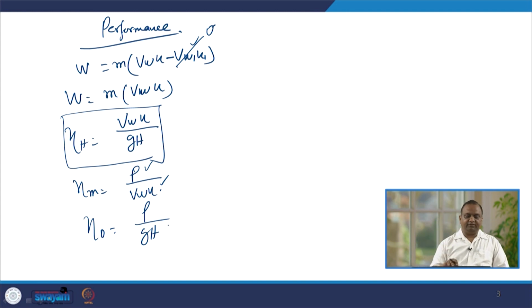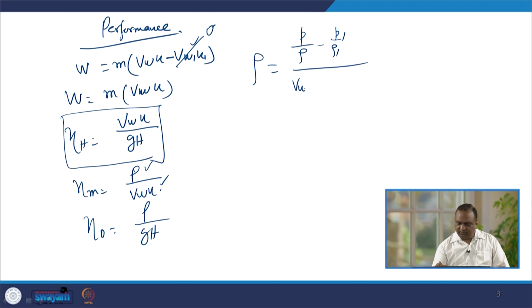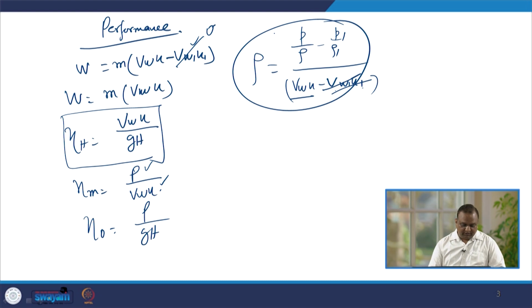Now, the Francis turbine, as I said, is a reaction turbine, and pressure loss may take place in the course of the blades also. So, there is always a term known as the degree of reaction for the design of the turbine. The degree of reaction is going to be P by rho minus P1 by rho 1, which is equal to (VW U minus VW1 U1) by... and VW1 is always 0. So, this is going to be VW multiplied by U. This is how you calculate the degree of reaction of a Francis turbine.